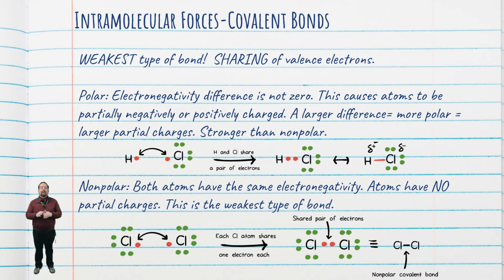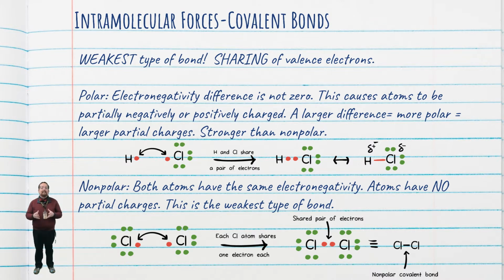Covalent bonds are the weakest type of intermolecular forces. These occur when a pair of electrons is shared between two atoms. When atoms share electrons, each atom has a certain strength with which it can pull the shared electrons toward it. We refer to this strength as the electronegativity of that atom.